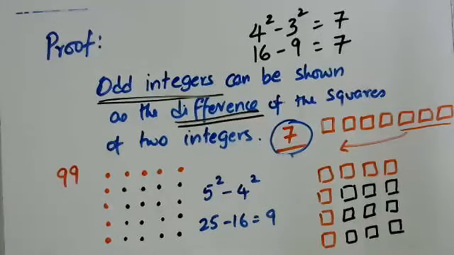Now you have a general rule by which you can say that every odd number should be possible to write as the difference of squares of two other integers. Not number, I keep saying number. I should say every odd integer can be shown as the difference of the squares of two other integers.